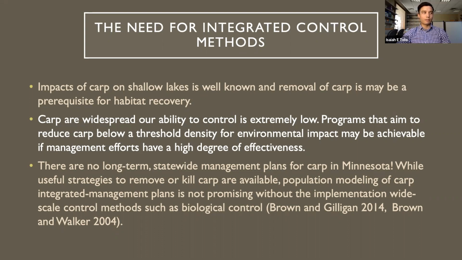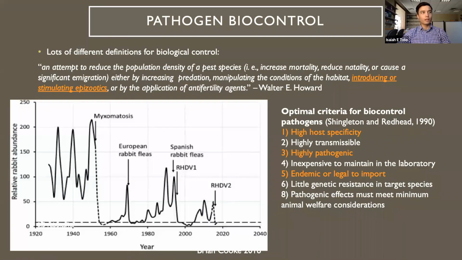And modeling of integrated management plans is not very promising unless you're also implementing a wide-scale control method, such as biocontrol being one example. So pathogen biocontrol is one type of biocontrol. There's a lot of different definitions for what biocontrol is.